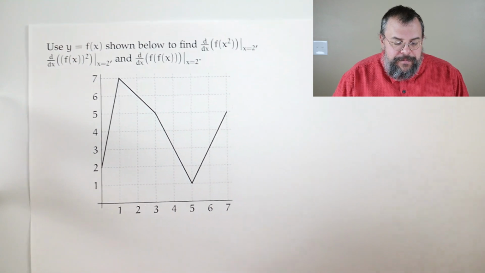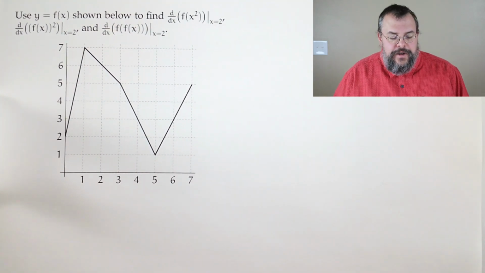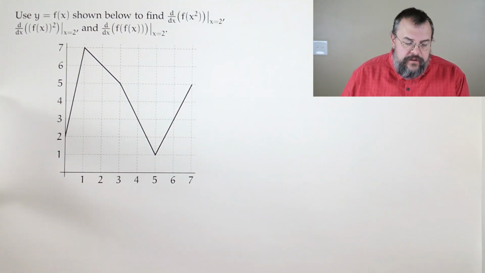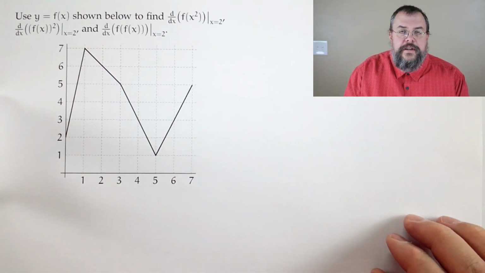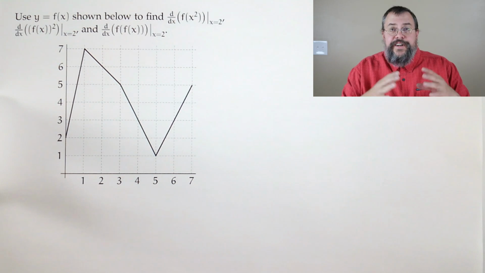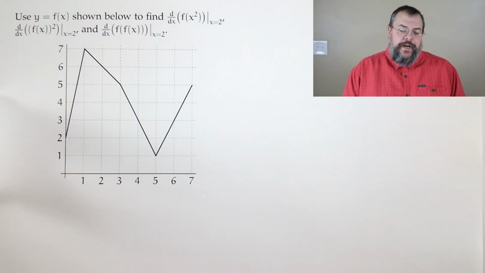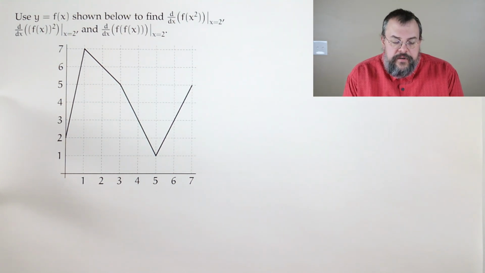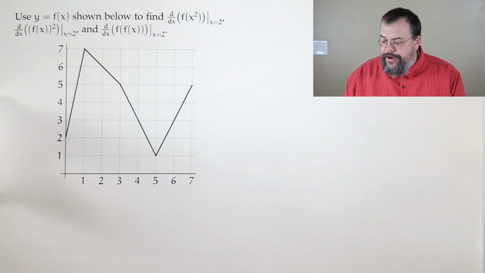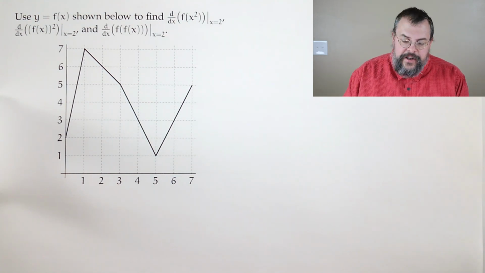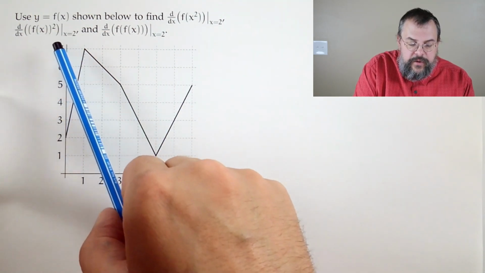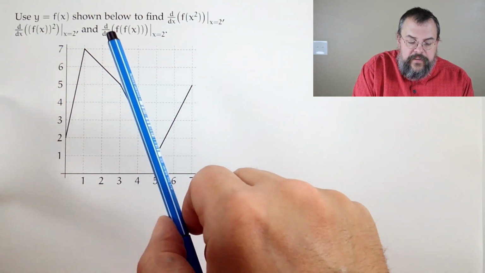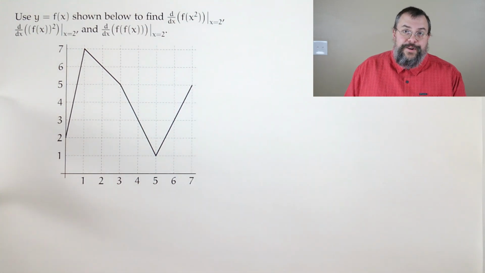All right, now on to our next problem. So use y equals f of x shown below. So now we actually have the function, but instead of having an explicit formula, we say, here's a picture. And we want to find a couple of derivatives. In fact, we want to find 3 derivatives. So we're going to find the derivative of f of x squared at x equals 2, f of x quantity squared at x equals 2, and f of x at x equals 2.